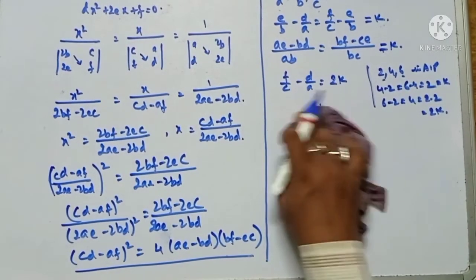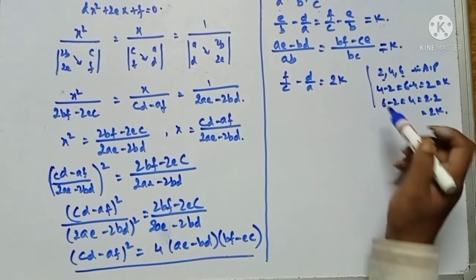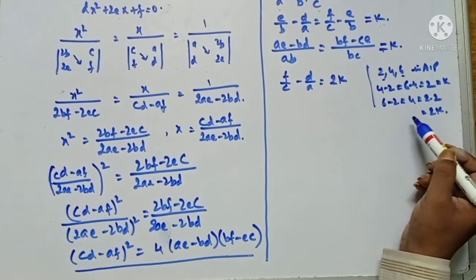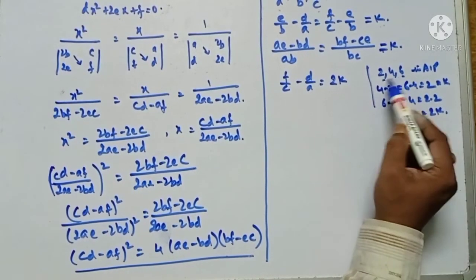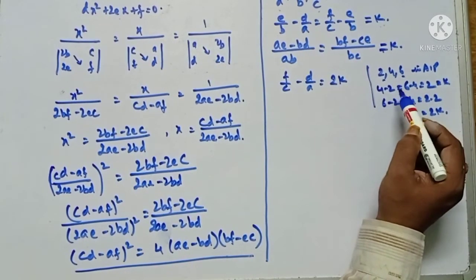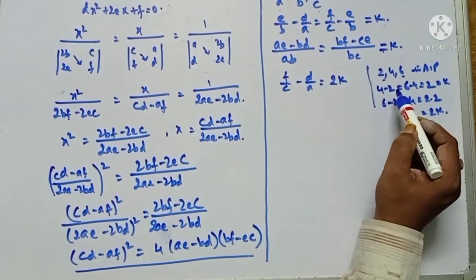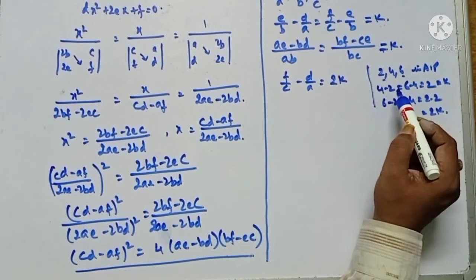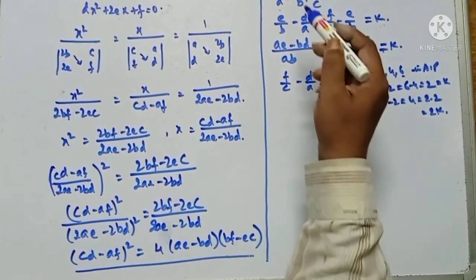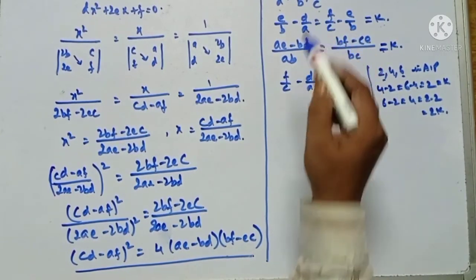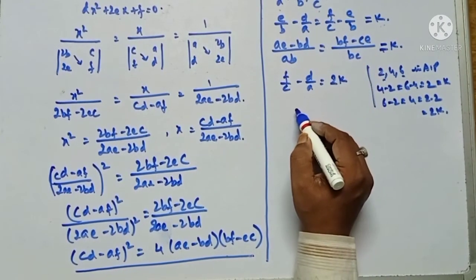I just want to show you, it is 2k. I have shown you proof that in an AP, the difference between the first and the last term is 2k. I want to show here how this is 2k.